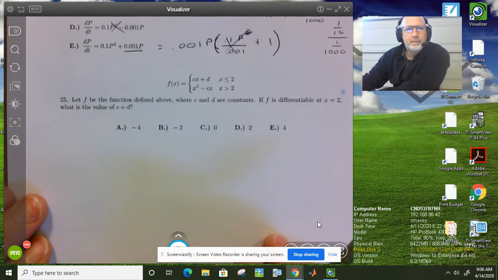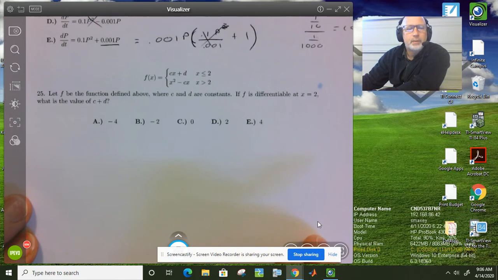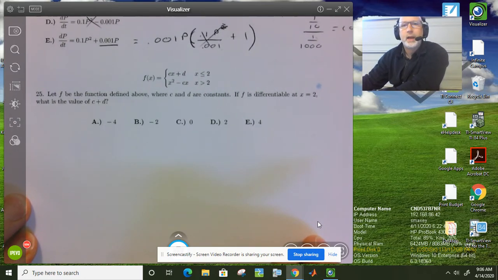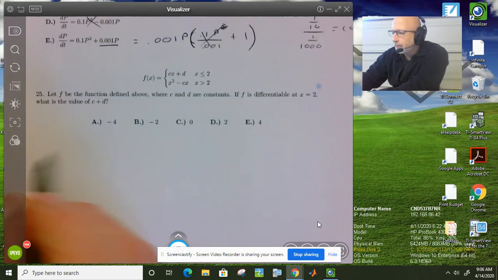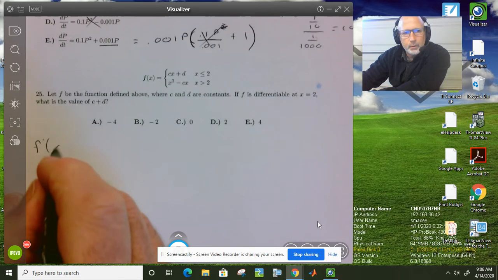Okay, 25. Let f be a differentiable function defined above, where c and d are constants. If f is differentiable at 2, then what is the value of c plus d? Well, if it's differentiable, let's go ahead and evaluate what it would be.